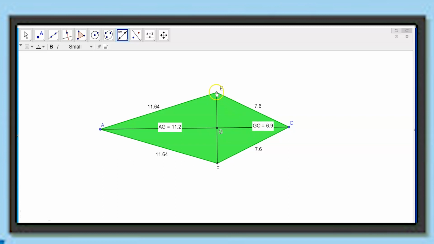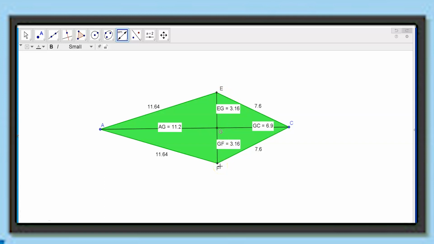Now let us measure EG, that is 3.16. GF, again 3.16. So EF is bisected by AC. That means G is the midpoint of EF. So in a kite, only one diagonal bisects the other. Both of them are not bisected, only one is getting bisected. So here AC has bisected EF.